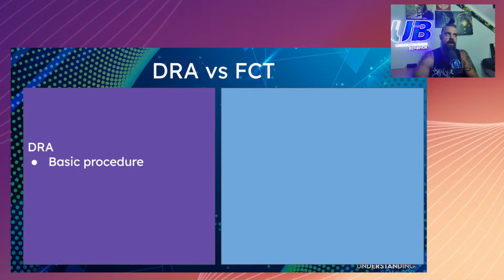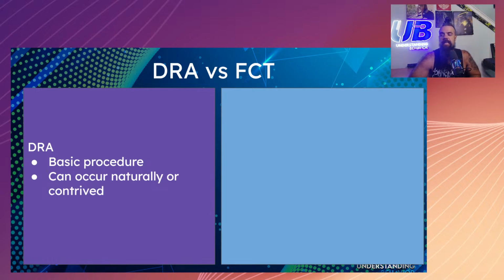So we talked about DRA. This is a very basic procedure. We're providing more reinforcement for one behavior and less reinforcement for another behavior. DRA can occur naturally or it can be contrived. If we're programming it, then that's going to be a more contrived situation. But think about DRA in the natural environment as well.